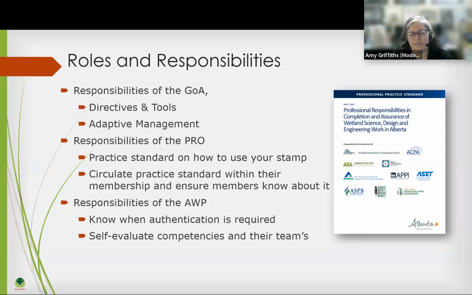And the authenticators need to understand how their professional ethics and standards apply to the regulatory applications under the Water Act, the Wetland Policy stream. This includes knowing when they need to authenticate documents and how to self-evaluate their competencies and those of their team.